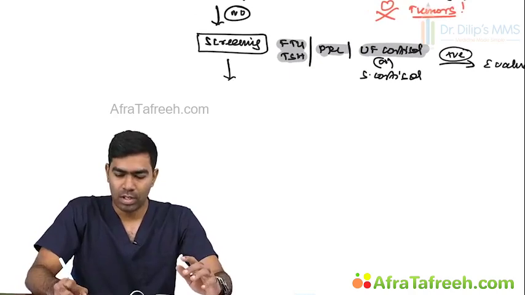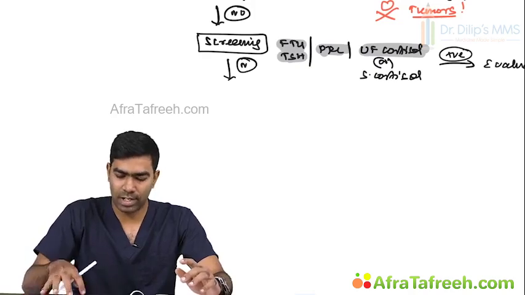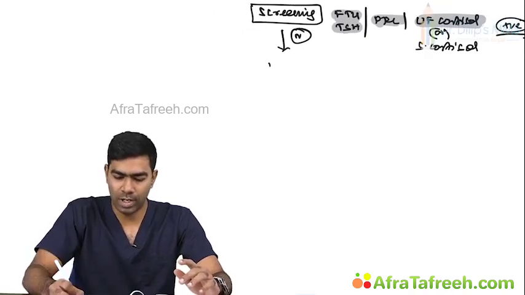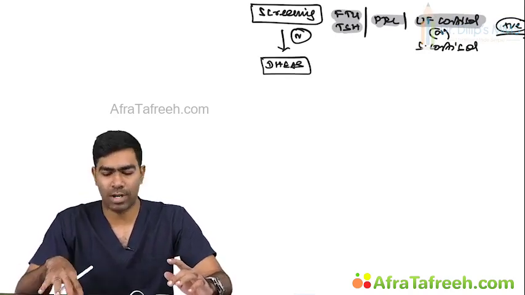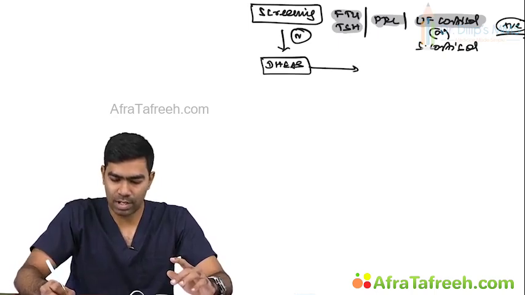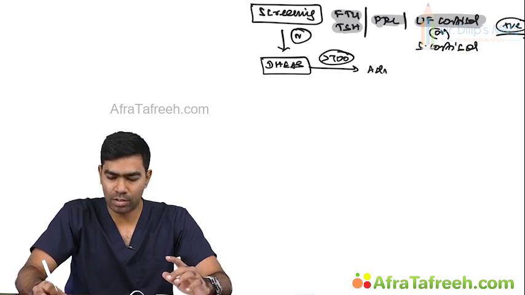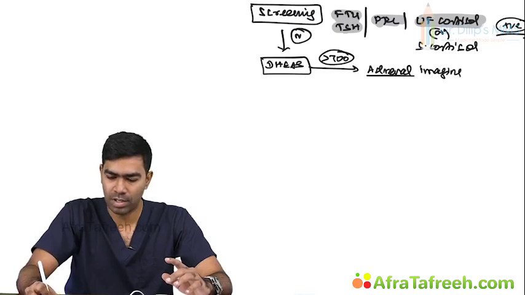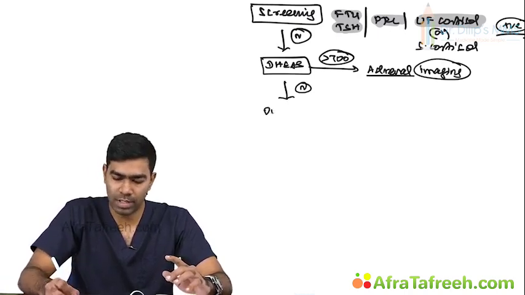Once my screening is positive, depending on that, I'll be doing further evaluation in that particular area. If the screening tests are all normal, then I'll be doing DHEAS to differentiate between an ovarian and adrenal cause of hyperandrogenism. If the DHEAS levels are more than 700, I'm very sure it's an adrenal cause of hyperandrogenism, which means I have to do adrenal imaging. If DHEAS levels are normal, then I'll be thinking about an ovarian cause of hyperandrogenism.